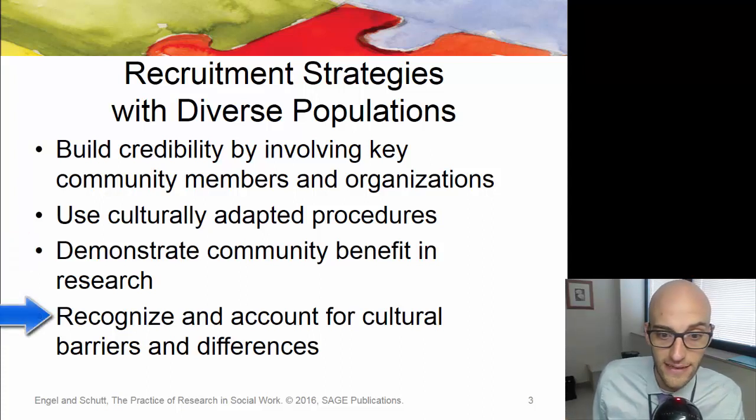And then lastly, recognizing and accounting for cultural barriers and differences. So again, coming in as an outsider, you might have to really look at what your worldview is and certain kinds of assumptions that you may already have about a specific population that you're hoping to work with, and really check those when thinking about the research that you're doing.